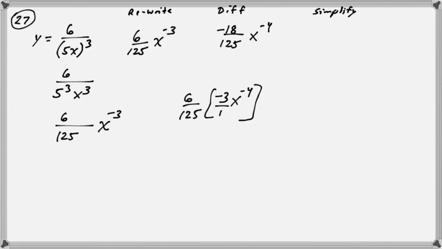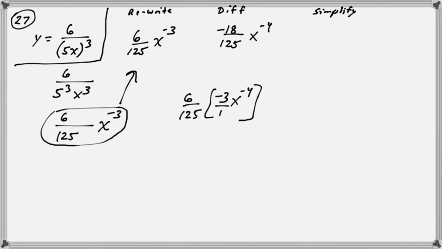Okay, I took 6 over 5x cubed. I cubed the 5 and I cubed the x, so it became 6 over 125x to the negative 3. That's my rewrite. Then I took the derivative. I kept the constant out front, did power base 1 less power, and I get this. So when I simplify it, because I can't leave negative exponents, this is the answer I believe they have in the book for number 27.